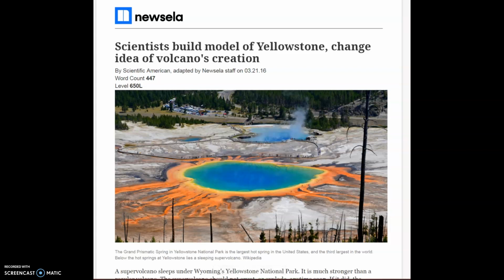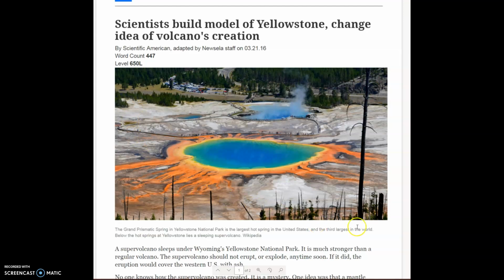All right, so I am going to be reading the Newsela article for December 1st. It's titled Scientists Build Model of Yellowstone, Change Idea of Volcano's Creation. And it looks like it has this picture here of the Grand Prismatic Spring in Yellowstone National Park. It is the largest hot spring in the United States and the third largest in the world. Below the hot springs at Yellowstone lies a sleeping supervolcano.